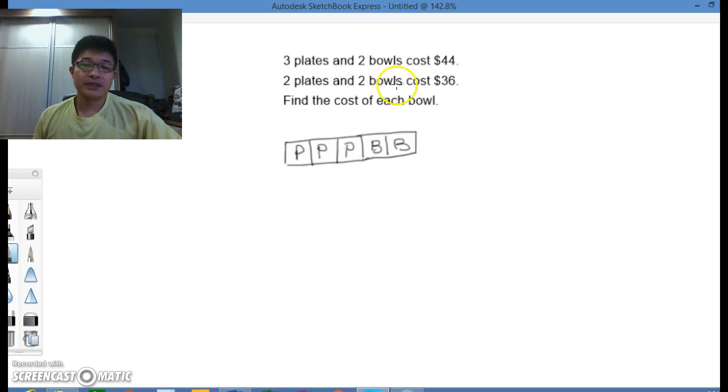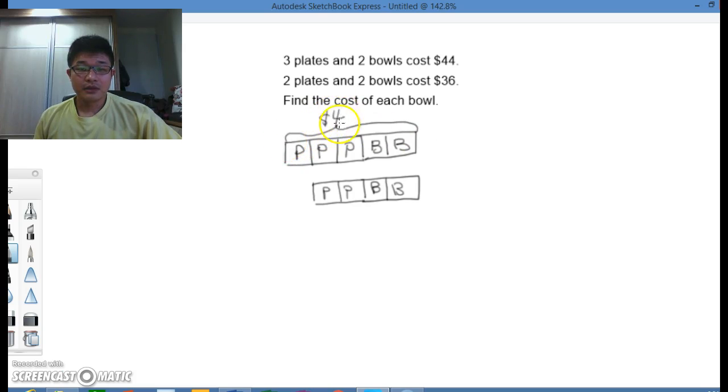And then we have 2 plates and 2 bowls cost $36. So I have here 2 plates, 1, 2, and we've got 2 bowls cost 36. So here is a bowl and a bowl. So this part here is 44, and this part here is 36.